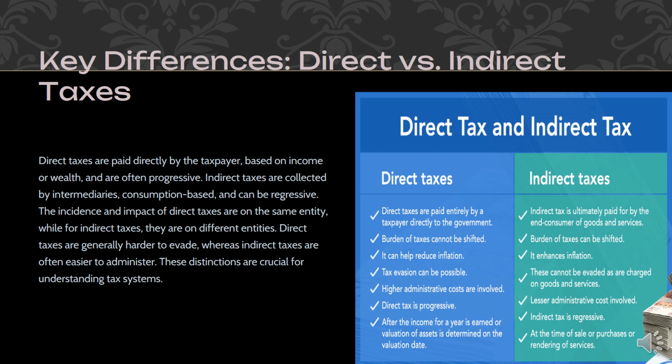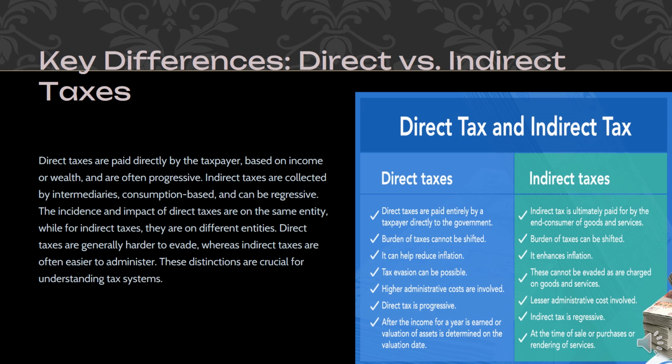Now, who pays the tax? Individuals and businesses pay direct taxes and consumers pay indirect taxes. Rate. The rate of taxation is based on the net income of the taxpayer. The tax is collected on the applicable slab rate. Rate in indirect tax. The rate of taxation is the same for all taxpayers.